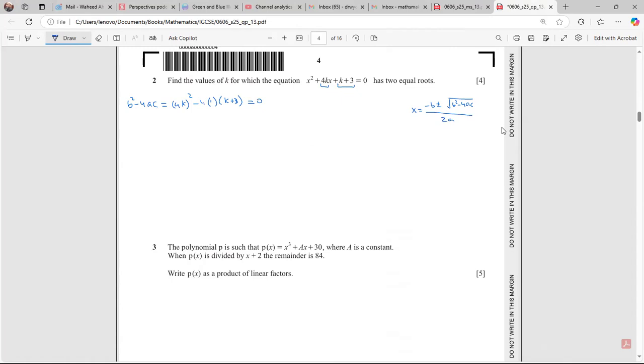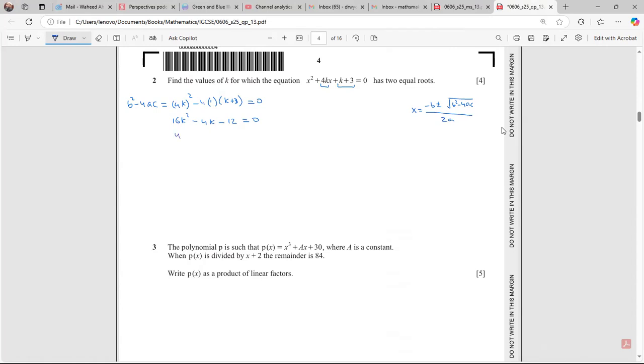Okay, so you can see this is 16k square minus 4k minus 12. This must be 0. So I need to solve this quadratic equation to find the values of k. Okay, so from here you can see if I divide everything by 4, it will make the equation a little bit simple.